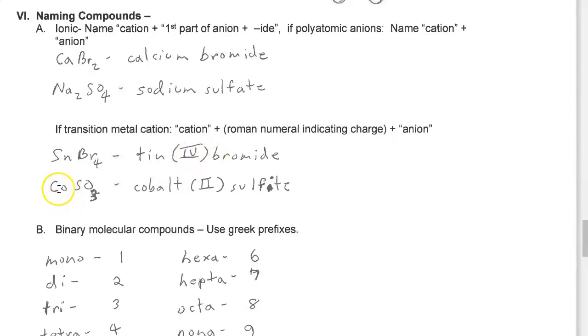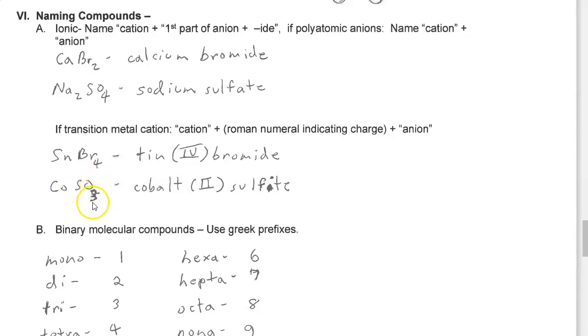What about this one? Here is cobalt, and I got an SO3. What's an SO3 polyatomic ion? Well, that's a sulfite. Okay, remember SO4 2- is a sulfate. One less oxygen than the -ate is the -ite. What's the charge on a sulfite? -2. Because remember, one less oxygen than the -ate, same charge. So an SO3 2- is called a sulfite.